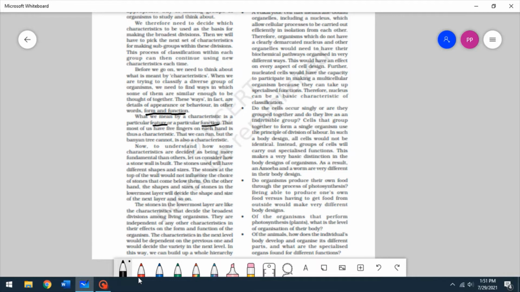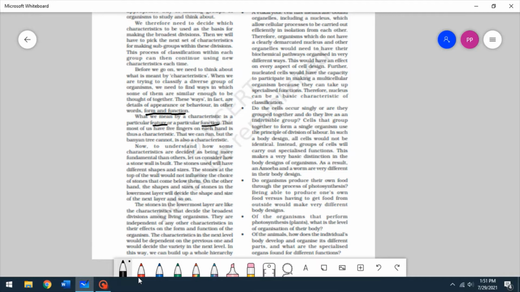So humans can run, but the banyan tree cannot. That is also a characteristic. That is what locomotion is, a characteristic that separates plants from animals. For example, a monkey can run, a human can run, a rabbit can run, but a tree can't. The rabbit, the monkey, and humans are all animals, but the tree is a plant. That's how we divided plants and animals.